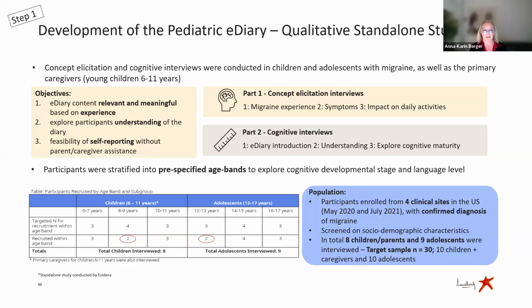Participants were enrolled from 4 clinical sites in the US between May 2020 and July 2021. And all of the patients had a confirmed diagnosis of migraine. And to have a representative sample, we screened the participants on sociodemographic characteristics. And in total, we interviewed 8 children and their parents and 9 adolescents. The target sample was originally 30, 10 in each group. And next slide.